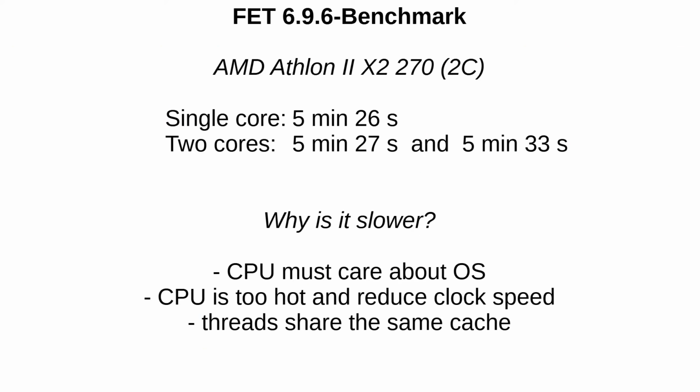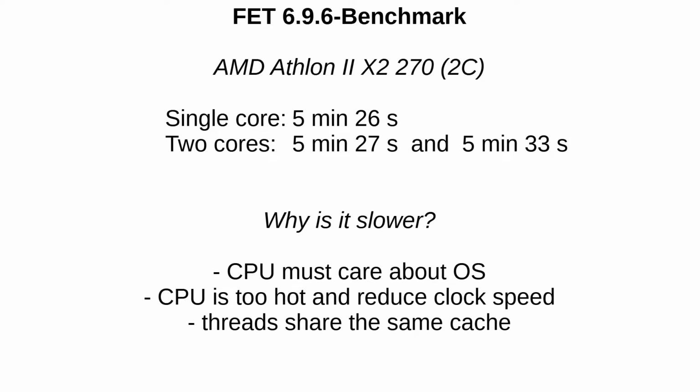The FET benchmark is a modified FET version. It always generates exactly the same timetable. Even if you generate a lot of timetables, you will always get exactly the same. So use this only to do benchmarks. The Athlon 2 solved the timetable in 5 minutes and 26 seconds on a single core.